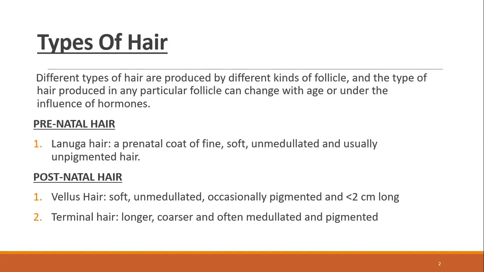Then the terminal hairs. Terminal hairs are long, coarse, medullated, and pigmented hairs. The terminal hairs are typically seen on the scalp, and also on the face and body of males. Females may develop terminal hairs in cases of polycystic ovarian syndrome or other hormonal problems.